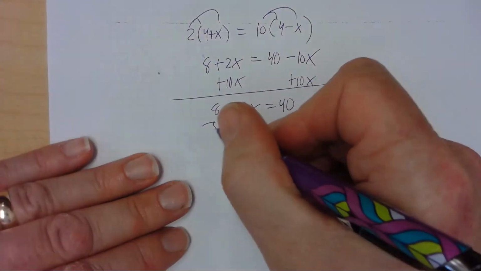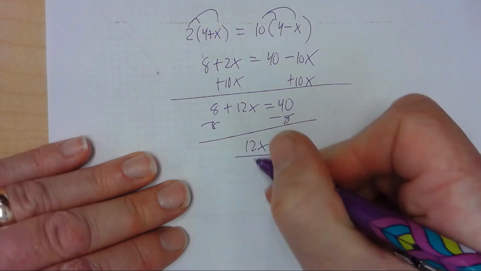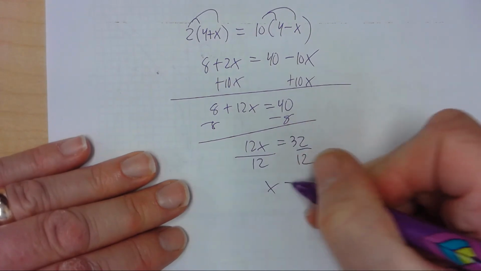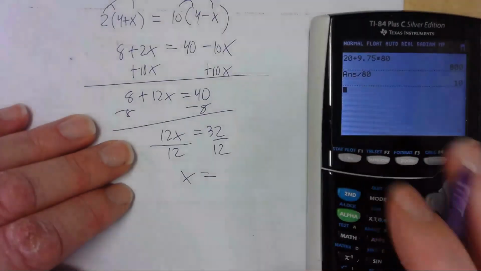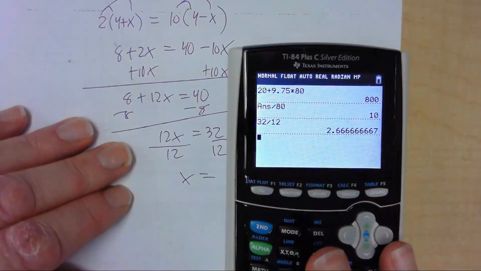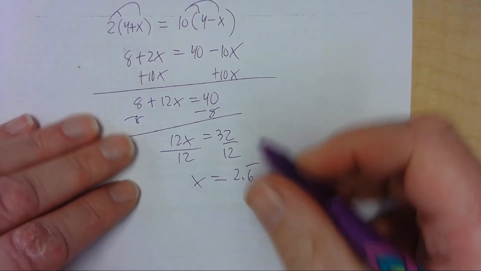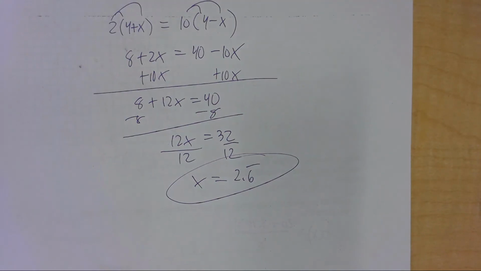Subtract the 8 over. 12x is equal to 32. Divide by 12. And it's 32 divided by 12. 32 divided by 12 is equal to 2.6 repeating. And that's the answer for x. Awesome. Ta-da!